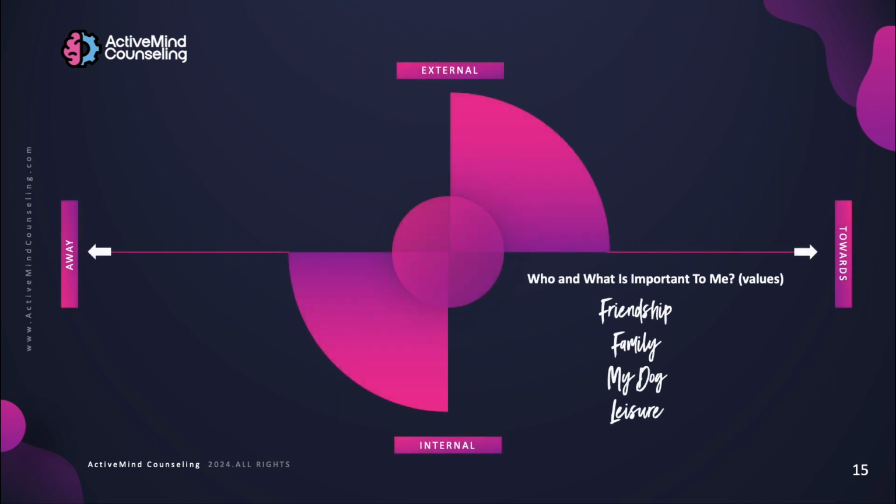Starting in the bottom right, we list who and what is important to us. These could be values, people, pets, hobbies, our career, or whatever is important to you. In this example, let's write friendship, family, my dog, and leisure.